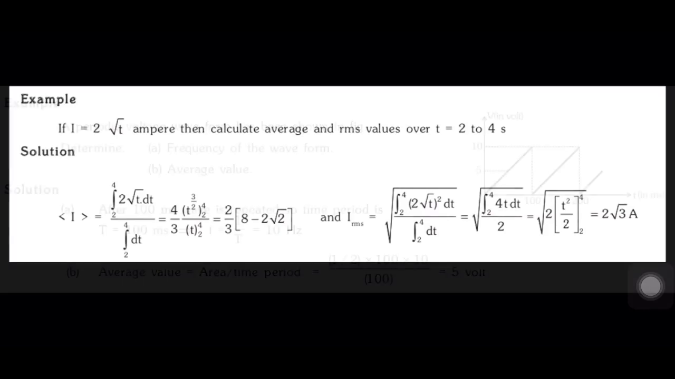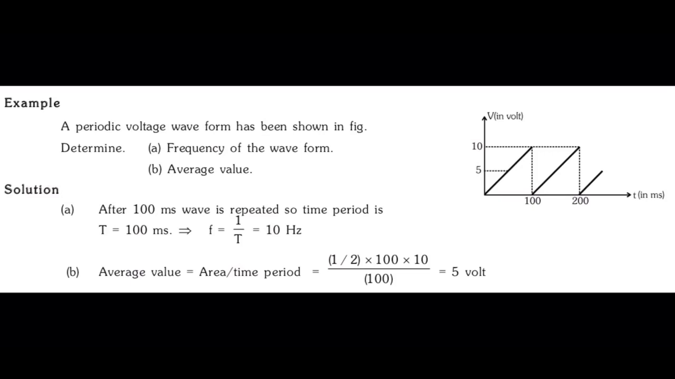Okay, hope it's clear. In the second question, you can see a graph, which is a voltage versus time graph. This is like a triangular waveform. To be frank, even though it looks like a triangular, we call it a sawtooth waveform. The question is like this: a periodic voltage waveform has been shown in the figure. Determine the frequency of the waveform as well as the average value. So the two things we have to find are the frequency as well as the average value. Let's focus on the first part, the frequency of the waveform.